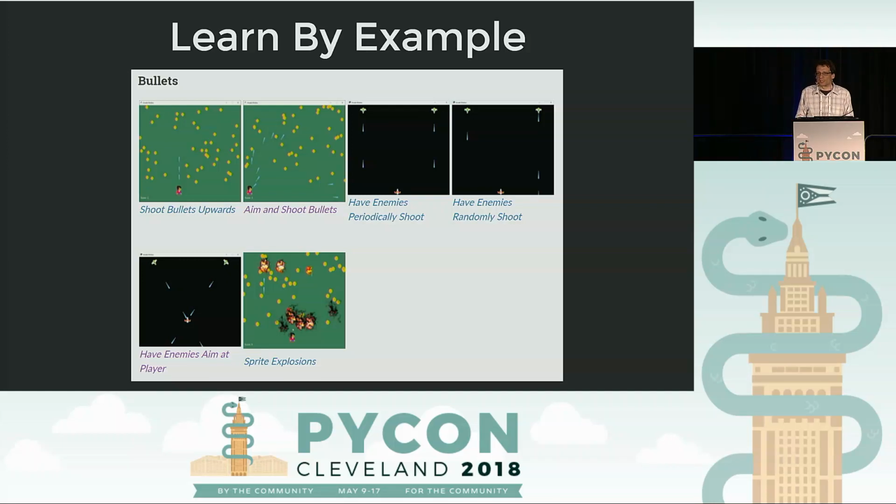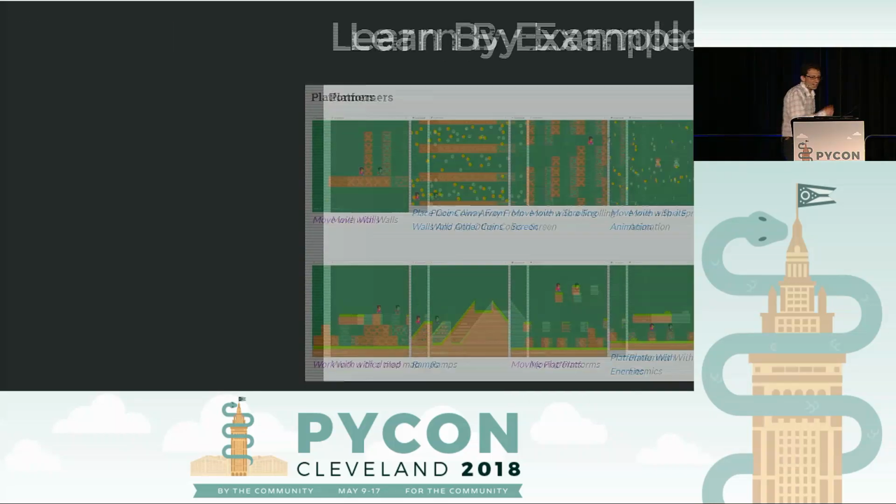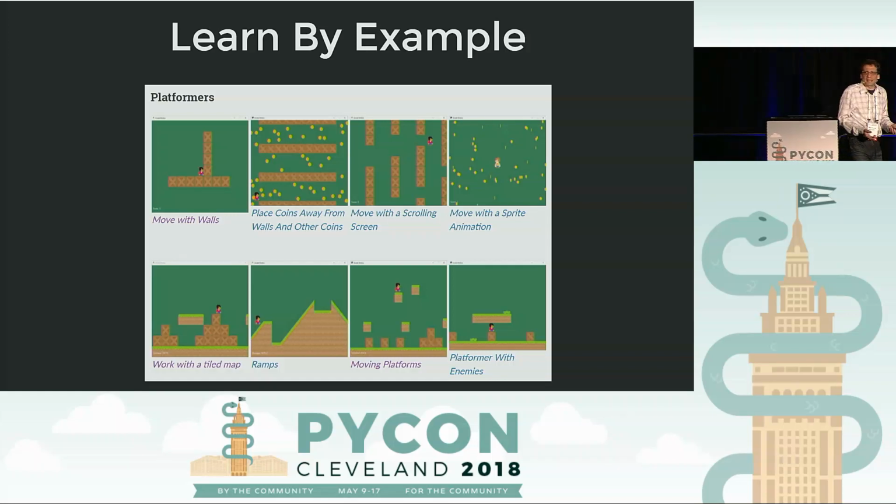If you want to spruce up your game and have enemies fire back, well, I've got examples that show you how to have the enemies fire back on regular intervals, random intervals. You can actually have them aim at the player. And then, of course, what good is any type of game without explosions? So we've got to show you how to do explosions, right? If you're in more of an adventure type game, I'll show you how to do games where you don't move through walls. You can have players move around. You can put coins in your game randomly, but not on top of walls.